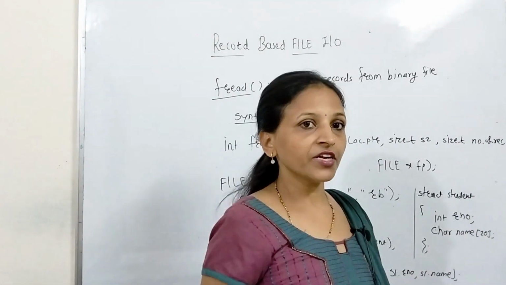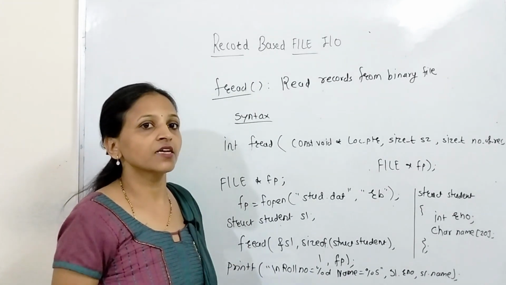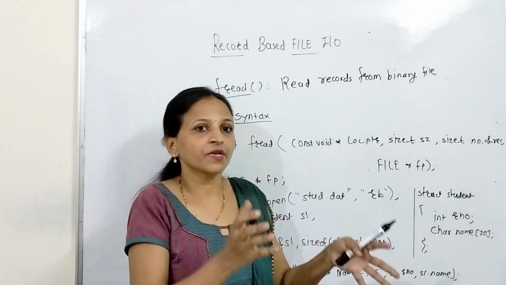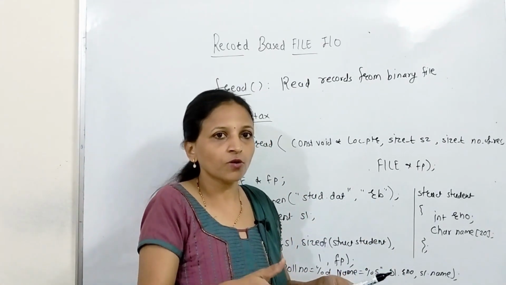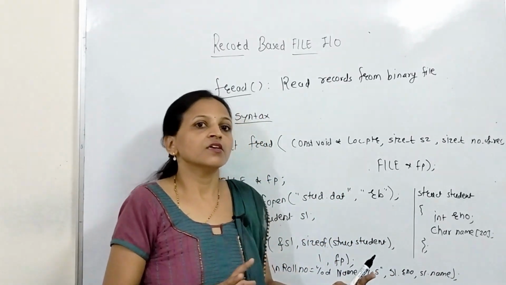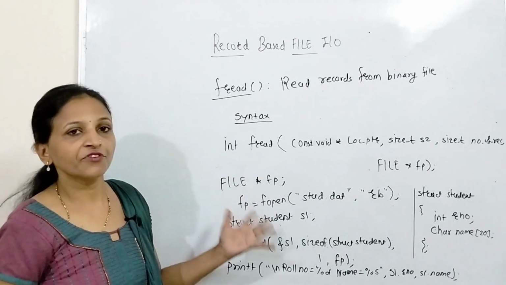The fread and fwrite functions are used for direct writing or direct reading from a file. It means a chunk of bytes is present in the RAM in some variable, and that whole chunk of bytes we can write to the file at the same time, and we can read from the file in one go. That is possible with the help of the fread and fwrite functions.